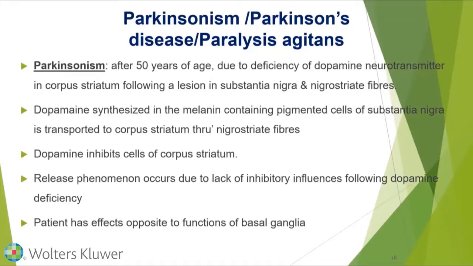So what happens when there is a deficiency of dopamine? There is a release phenomenon due to lack of inhibitory influences. So corpus striatum can act the way it wants. There is no one to control it. There is no checking inspector or controlling inspector. It can act the way it wants and results in effects opposite to functions of basal ganglia. Normally, basal ganglia smoothens the voluntary movements and coordinates them very well. Instead, now it becomes rough and violent movements and strong, rigid movements.